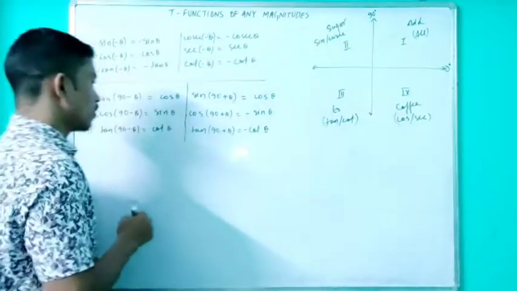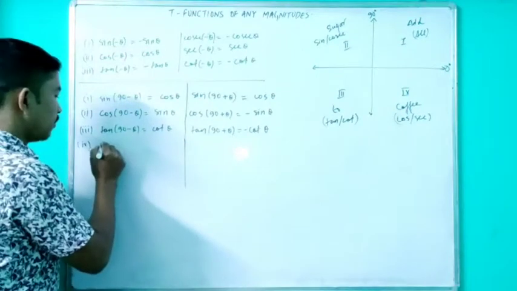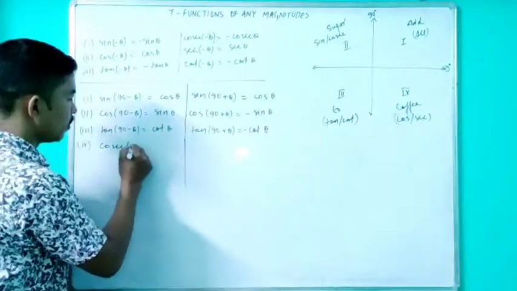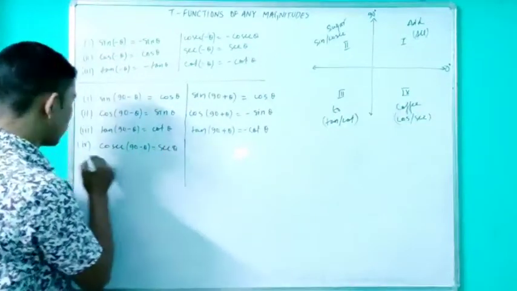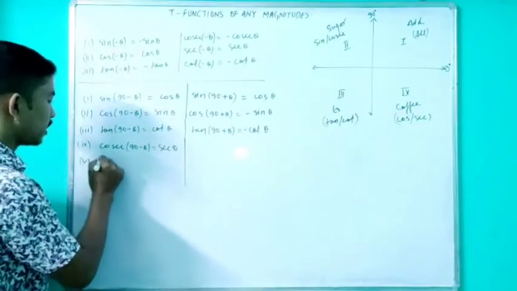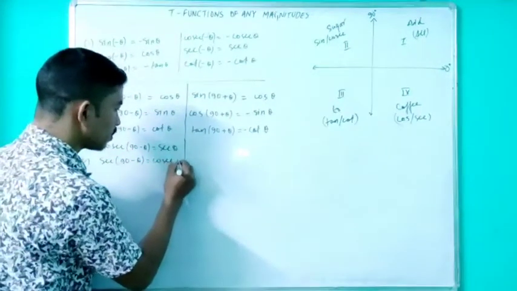Okay, so it's minus cot theta. So similarly, the fourth, if I write cosec of 90 minus theta, the cosec will change into sec theta. First, let me finish this part. Then I write sec of 90 minus theta. Sec changes into cosec of theta.